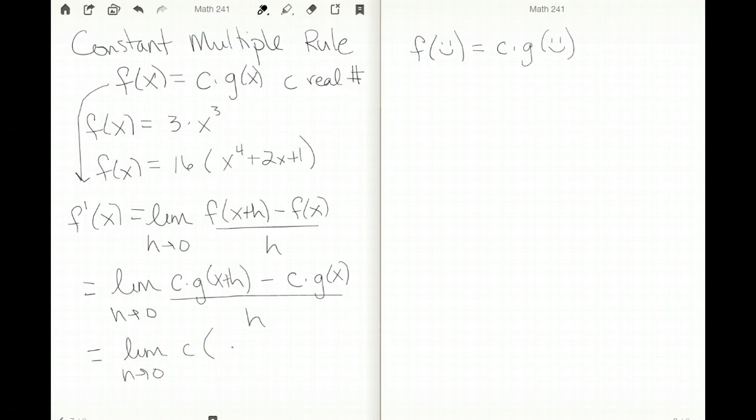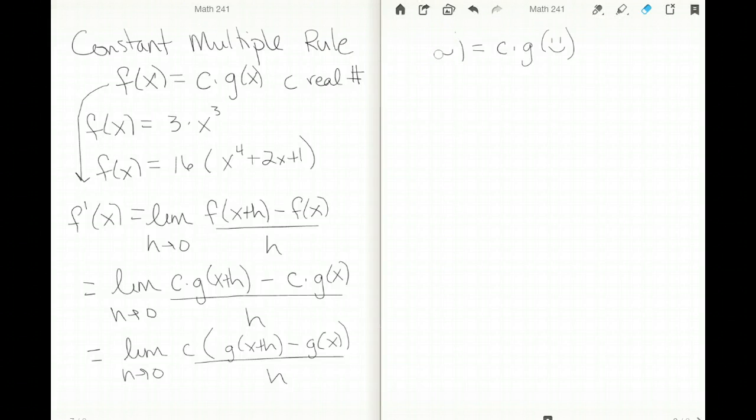C times g of x plus h minus g of x, all over h. Okay, and if we think about this carefully for a second, let me erase this stuff over here. Notice that this constant right here is multiplying everything inside. And what can we do with the constant acting inside of a limit? The constant isn't a concern to the limit, right? It doesn't matter. It can come all the way out front. Okay, remember, limits, when there's a constant in there like that, we can just take it right out front.